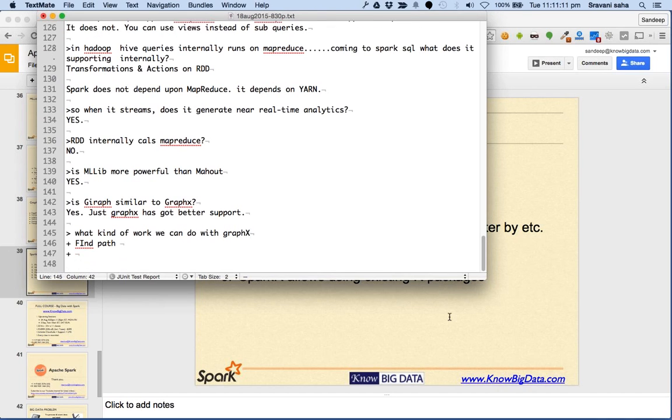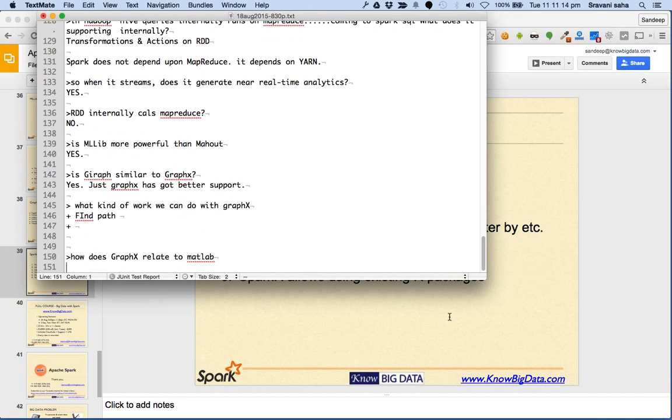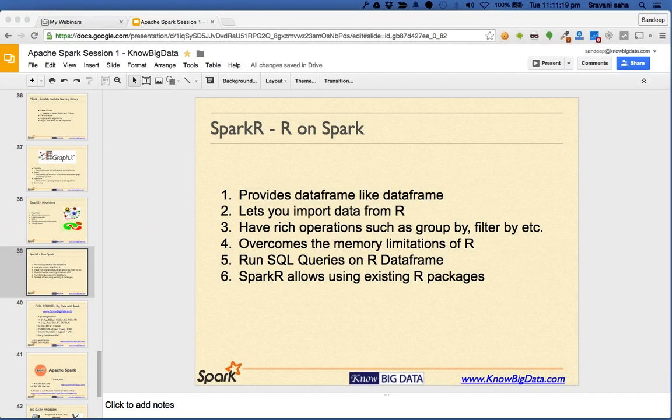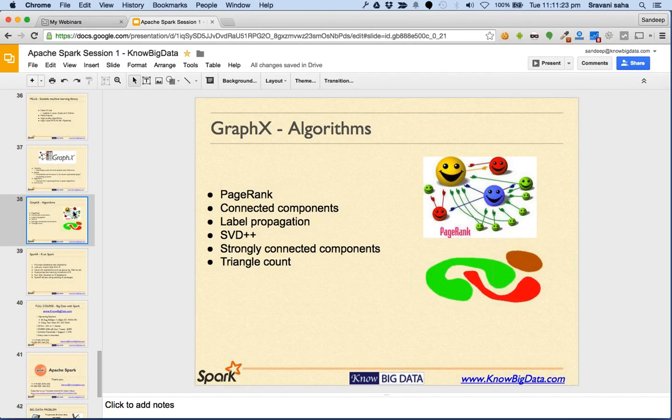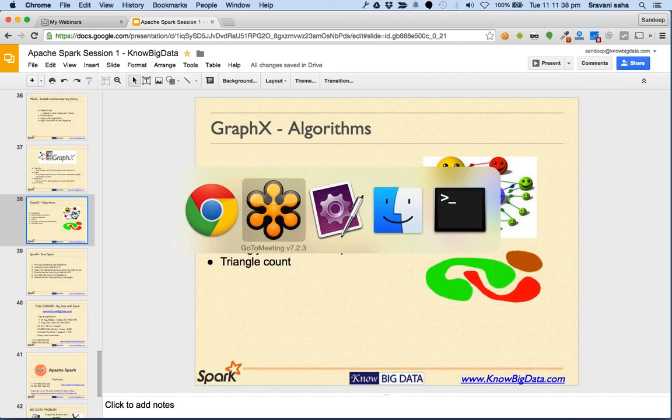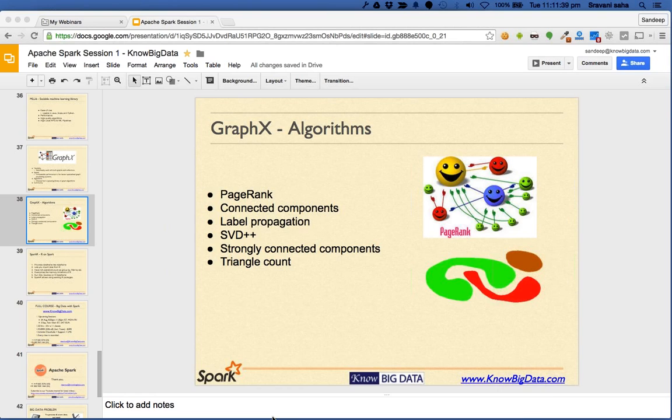All right, Vikram, was I able to give you an answer? Now, there is a question from Harvard. How does GraphX relate to MATLAB? GraphX relates to MATLAB in a way that similar kind of work was also done in MATLAB. Earlier, in the back days, when there was no alternative to solve graph problems, people used to use MATLAB's library to solve graph-related problems.